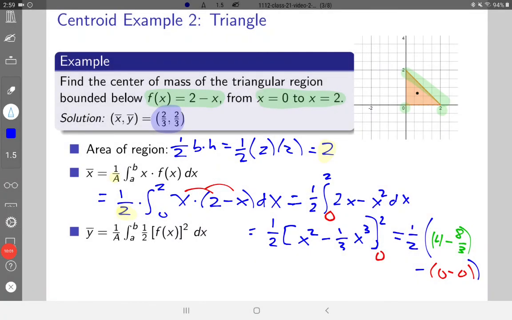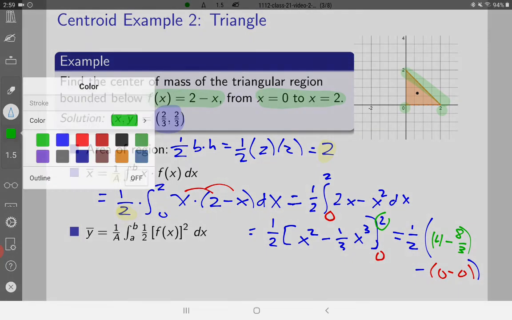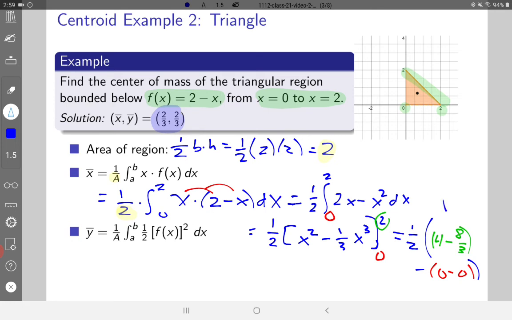Oops, I hope you caught my typo there. I'm integrating from x equals 0 to 2. So when I plug in, according to the fundamental theorem of calculus, the upper limit of 2 and the lower limit of 0, I get those values that you see over there. All of that evaluates to, let's see, 1/2 of 4, that's 12 thirds, minus 8 thirds, that's 4 thirds. So I get 1/2 of 4 thirds, or 2 thirds, which is what I told us the answer was going to be.